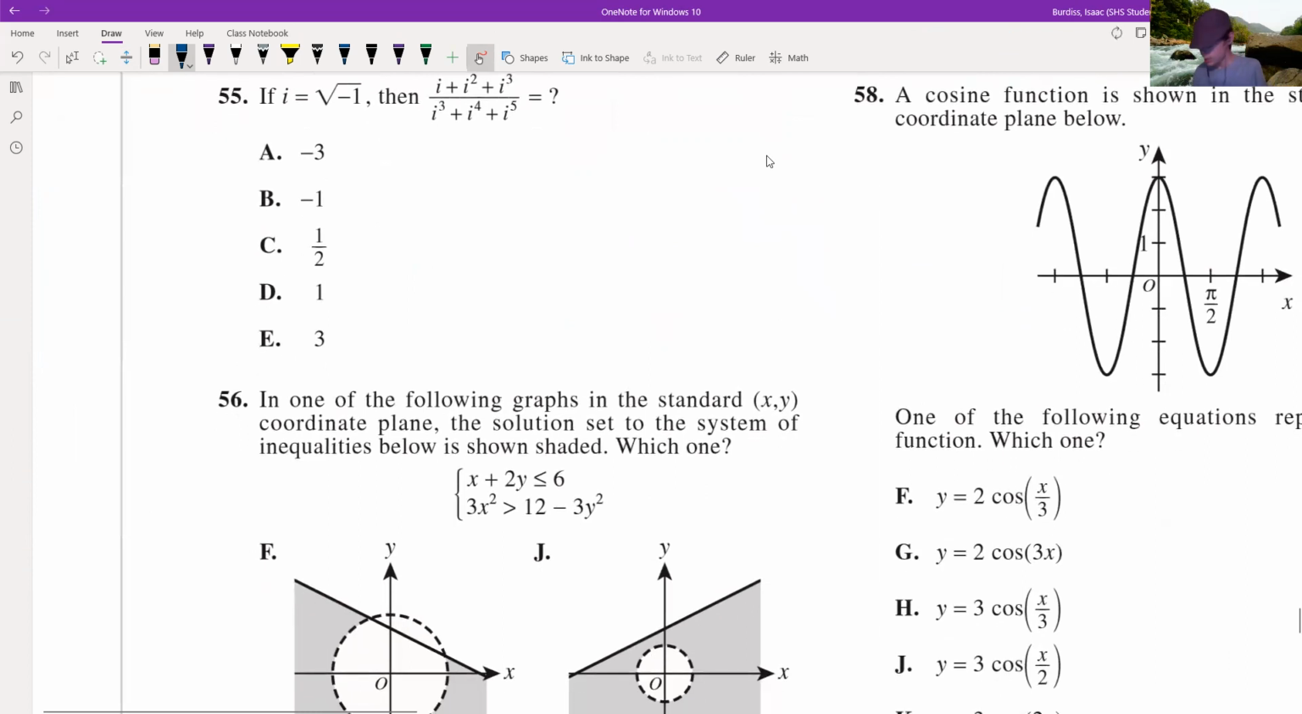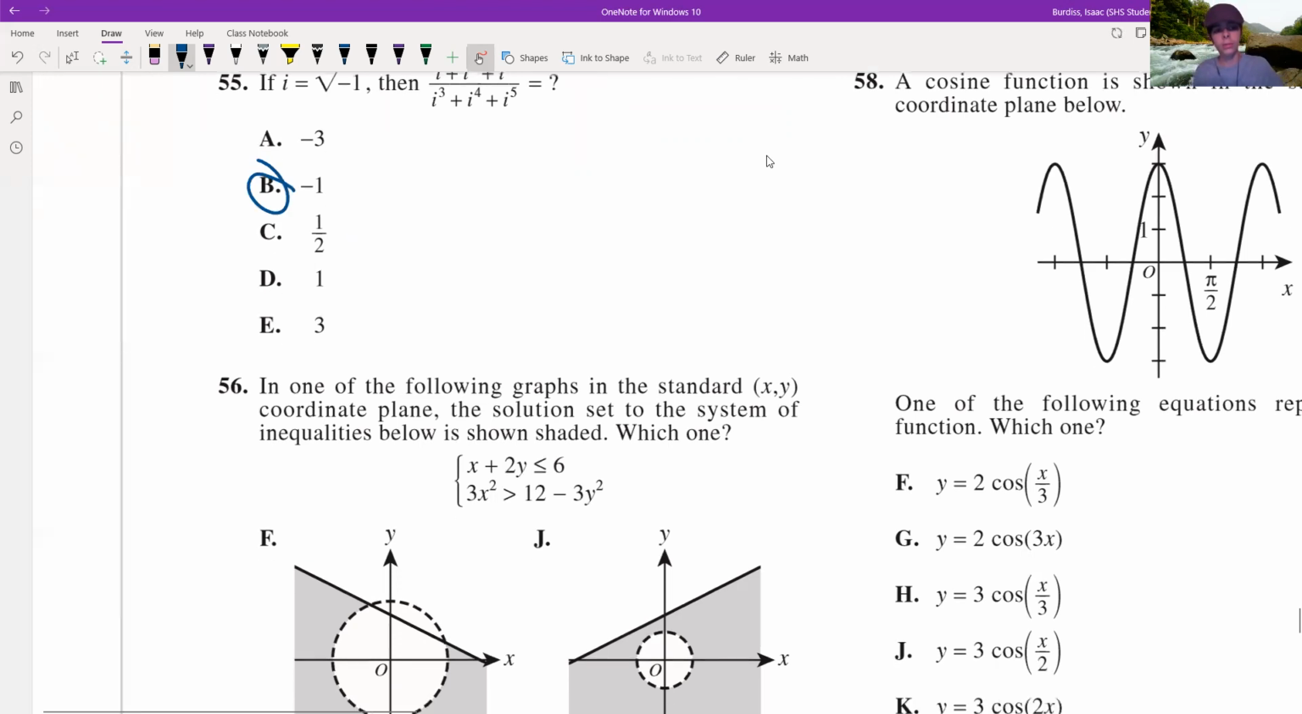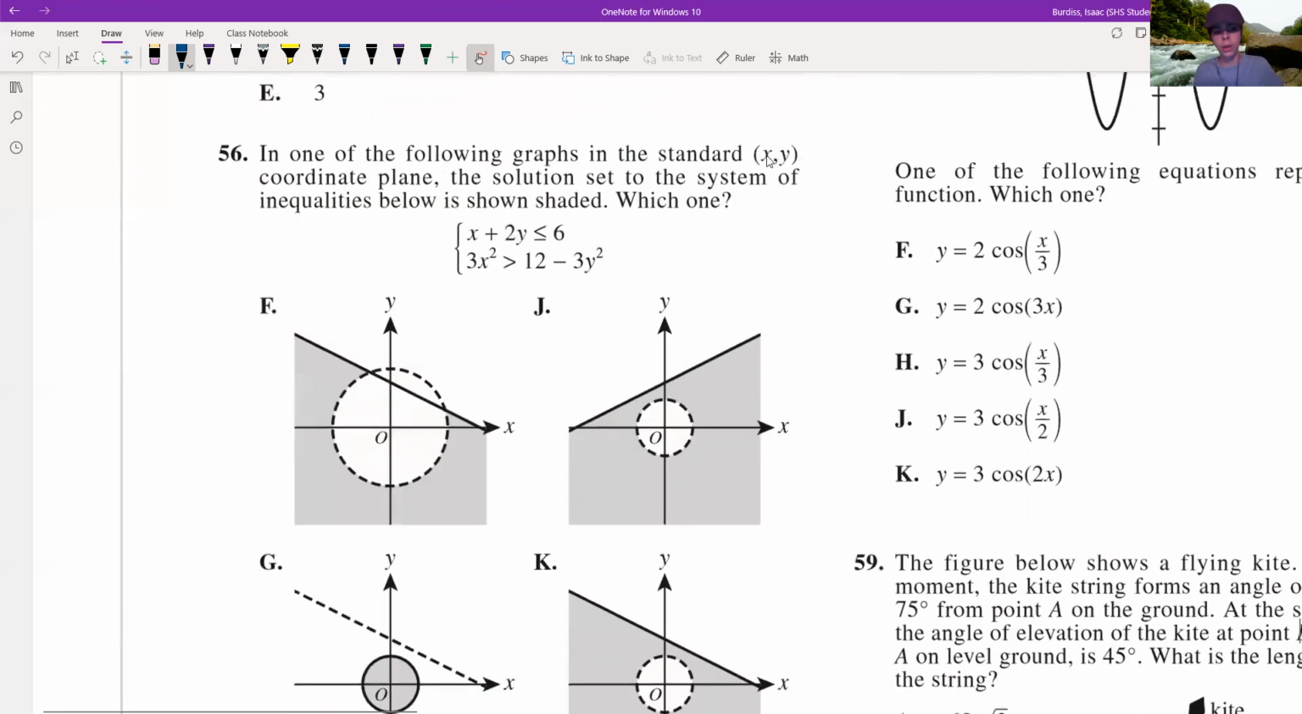Okay. A lot of calculators have the i button, so just plug in square root of -1 for all of those i's, and you would get -1. That's the simplest way to do that.